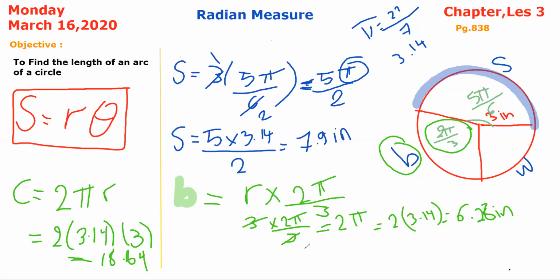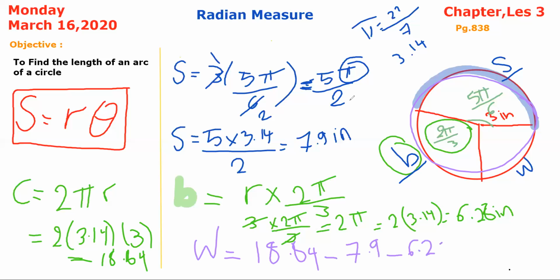Okay, so now I have the length of S, I have the length of B, and I have the circumference of the circle. So now I can find the length of arc W. So W is the circumference, which is 18.84, minus 7.9, minus 6.28, which will be 4.64 inches. So the length of arc W is 4.64 inches.